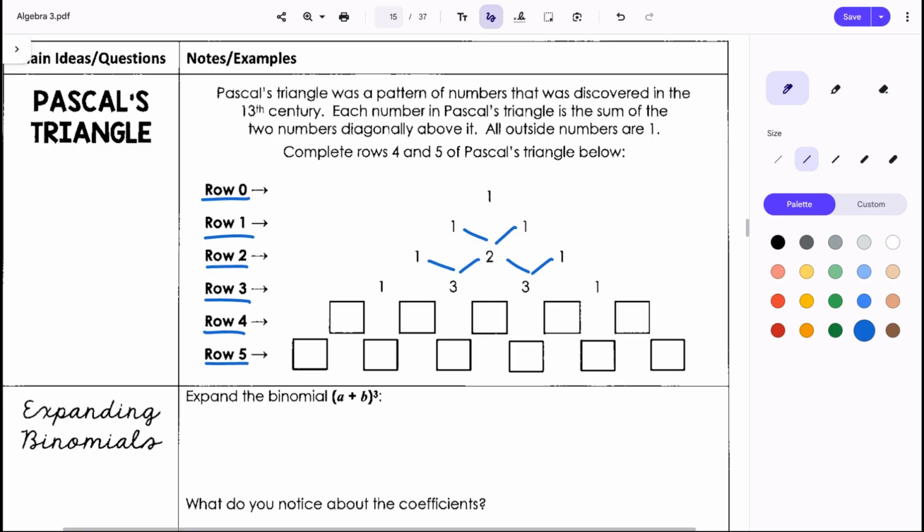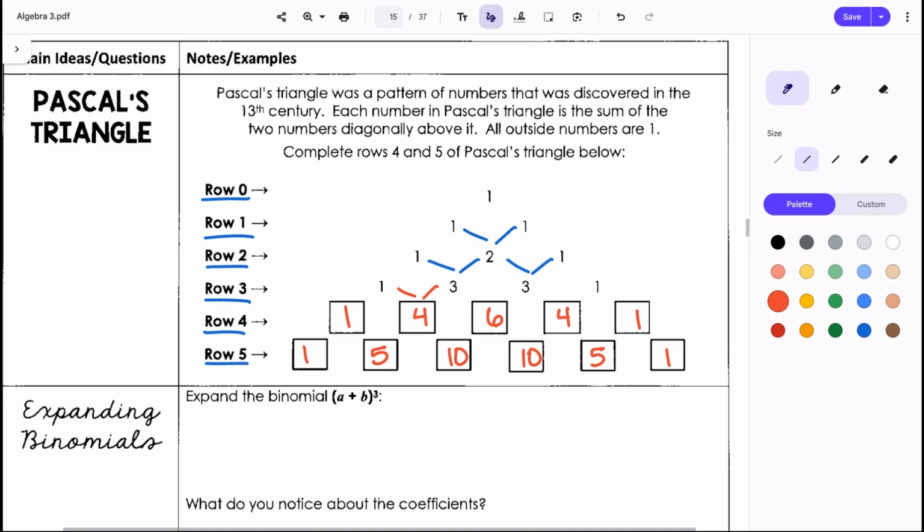Using that pattern, we know that the first and last are going to be 1s, and that's going to be for both row 4 and row 5. Then to find those middle numbers, we have to start adding the numbers that are diagonal above it. For this box here, we would add the 3 and the 1, and we'd get 4. What is the middle box going to say? 6, and then this one should be 4. Okay, how about the boxes down here for row 5? 5, good, 10, 10, 5. Good.